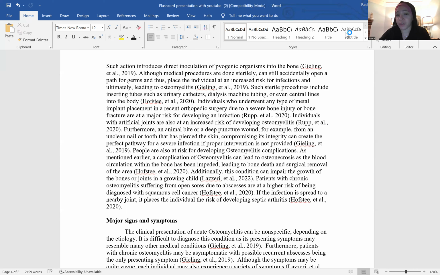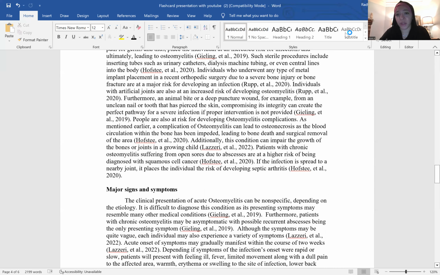Although medical procedures are done sterilely, they can still accidentally open a path for germs and thus place the individual at an increased risk for infections, ultimately leading to osteomyelitis. Such sterile procedures include inserting tubes such as urinary catheters, dialysis machine tubings, or even central lines into the body.